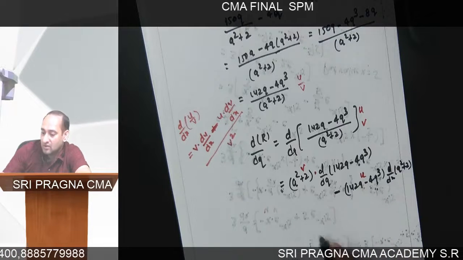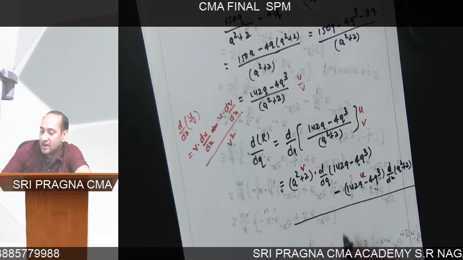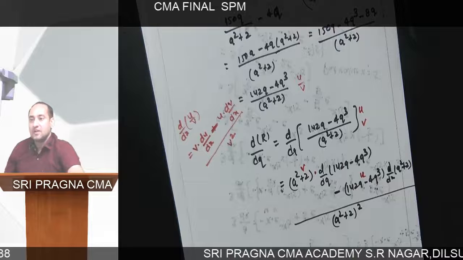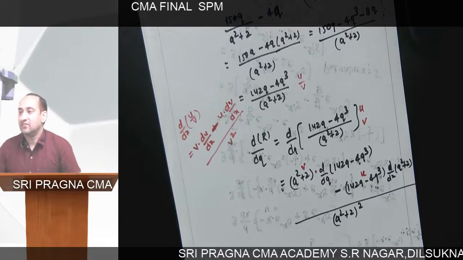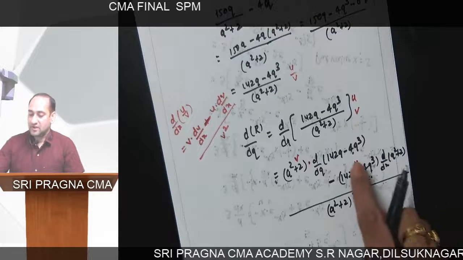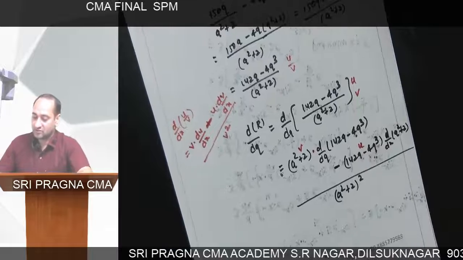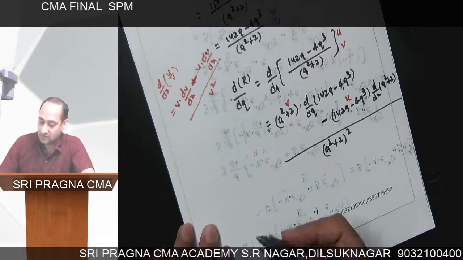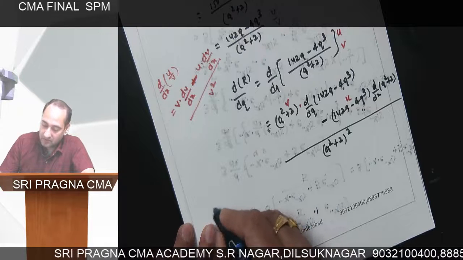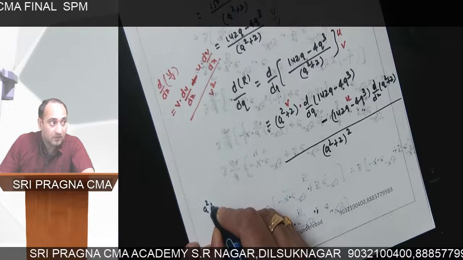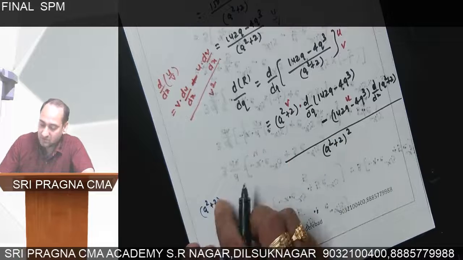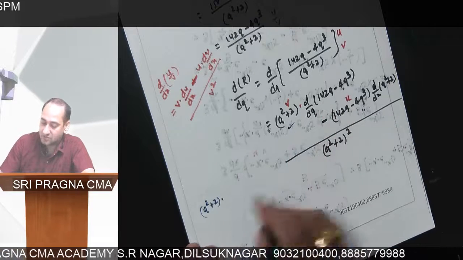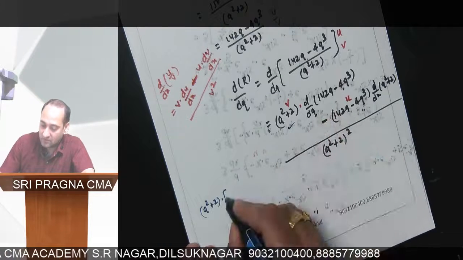The whole is divided by (q square plus 2) whole square. Am I clear? Everybody is comfortable? u and v. Okay, so let us solve this one. We take q square plus 2, the number I have written here, and do the differentiation of this one.